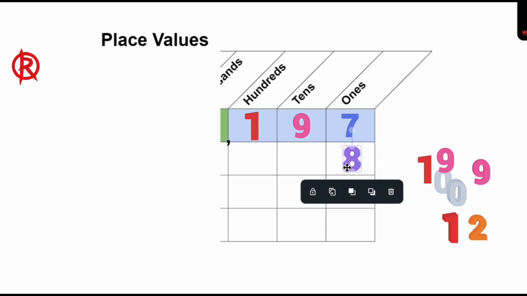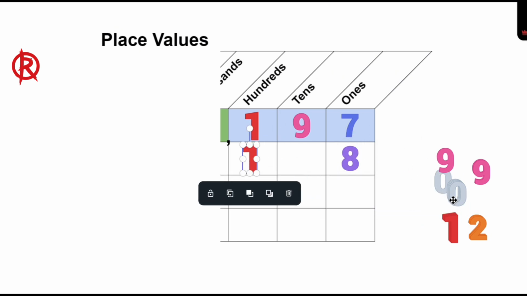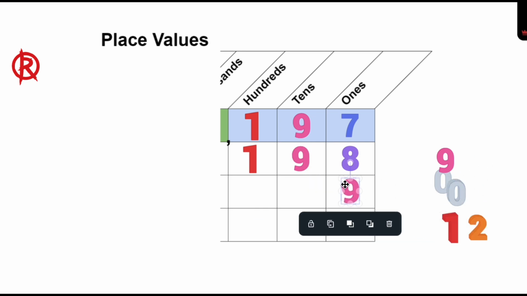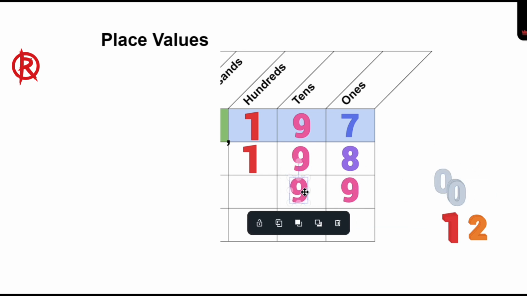What you should have done is increase the ones or the units. These stay the same because we're only increasing by 1. If you increase the tens by 1, you're adding on 10. If you increase the hundreds by 1, you're adding on 100. We're only adding on 1 at a time. This goes to 9 now, 8 to 9, and these ones stay the same.